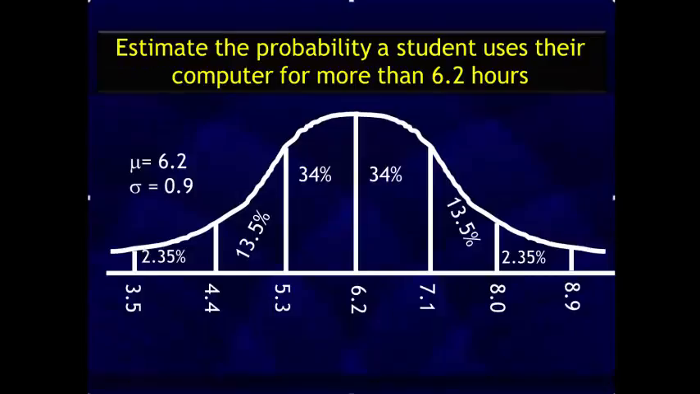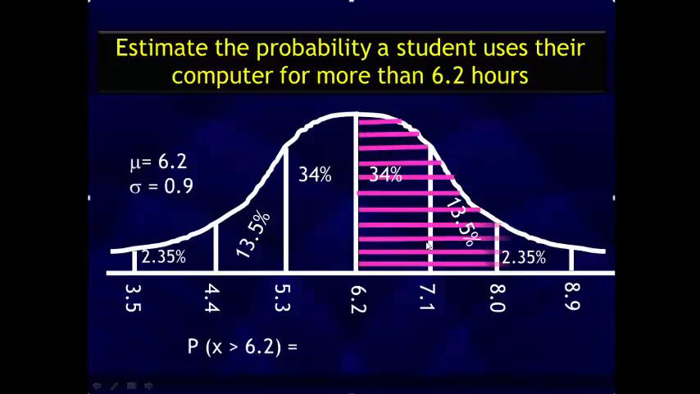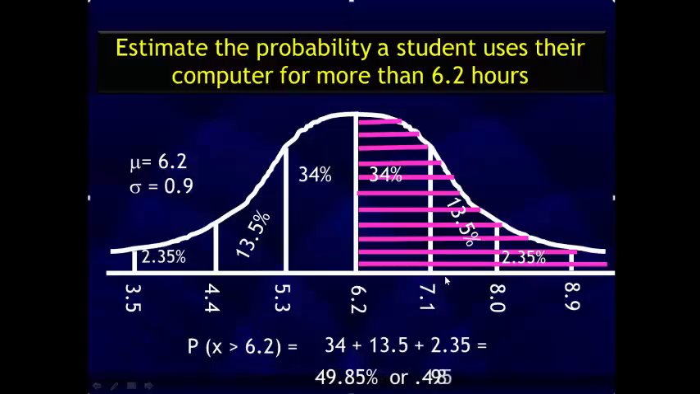How about this one? Let us estimate the probability that a student uses their computer for more than 6.2 hours. Here is 6.2. More than 6.2 is this area. So the area then is equal to 34% plus 13.5% plus 2.35%, which is equal to 49.85%.